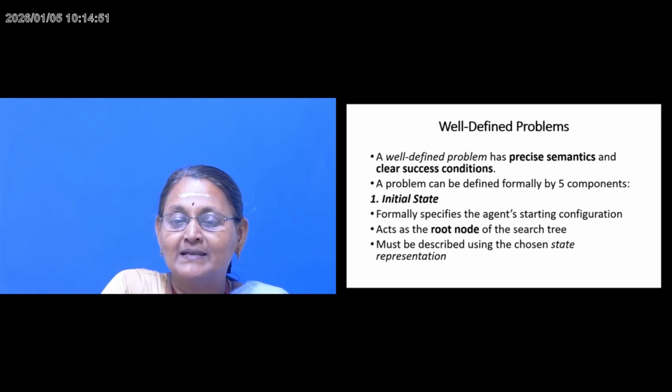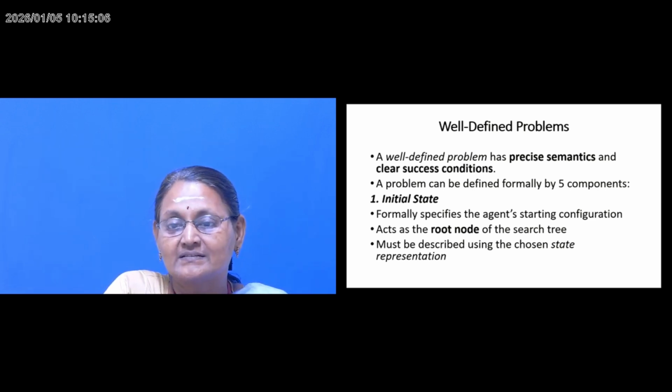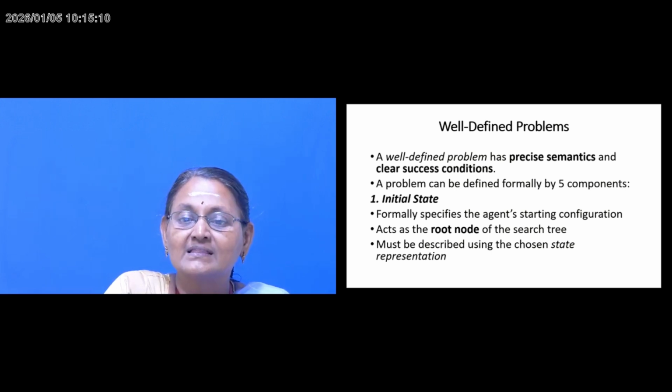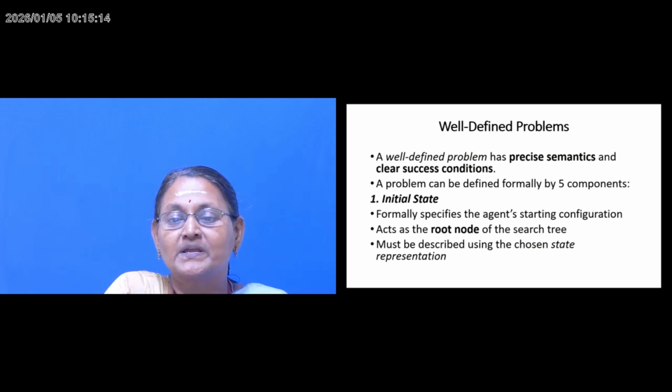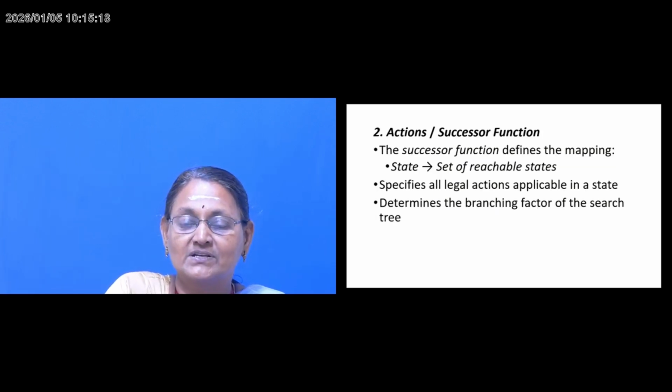A well-defined problem normally contains precise semantics and clear success conditions. A problem can be defined formally by 5 components that we discussed already. The initial state specifies the agent's starting configuration. This acts as the root node of the search tree. This must be described using the chosen state representation.